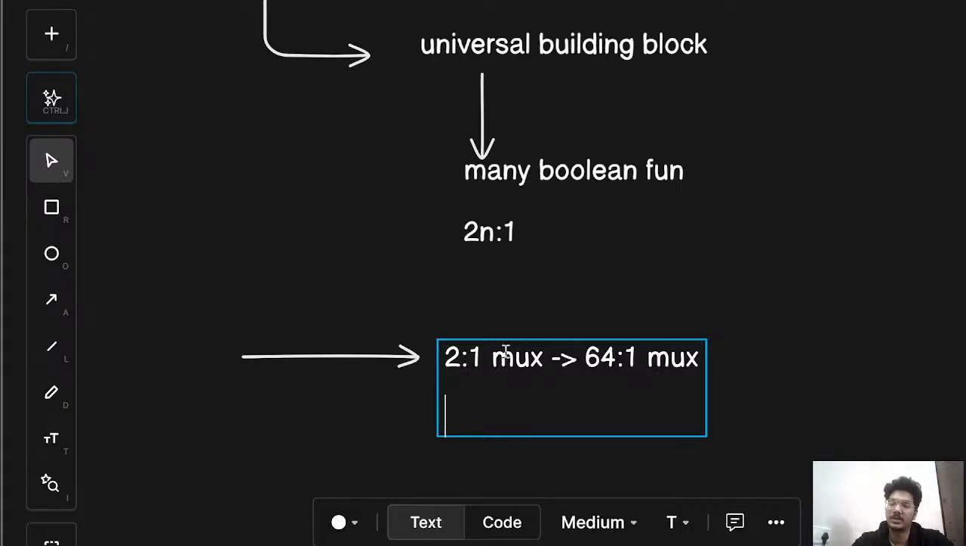There are many implementations using 2 to 1 and 4 to 1 muxes, such as a demux, and implementing a full adder using a 4 to 1 mux. All these are implementation topics.